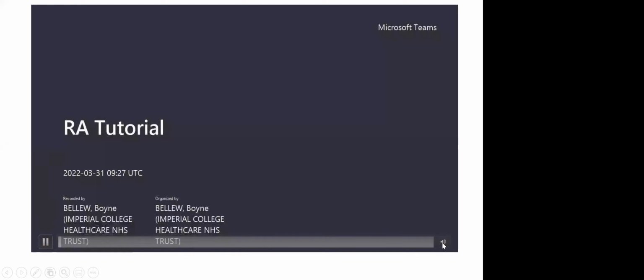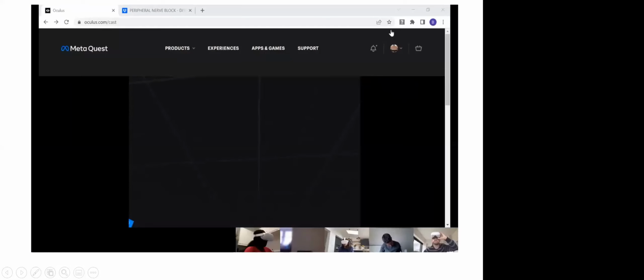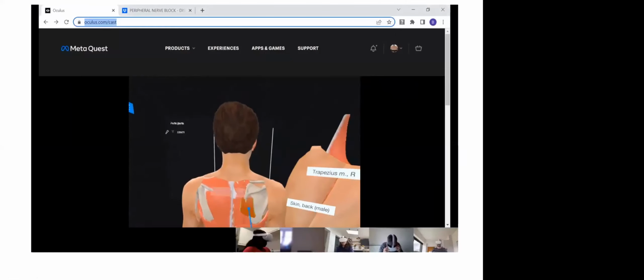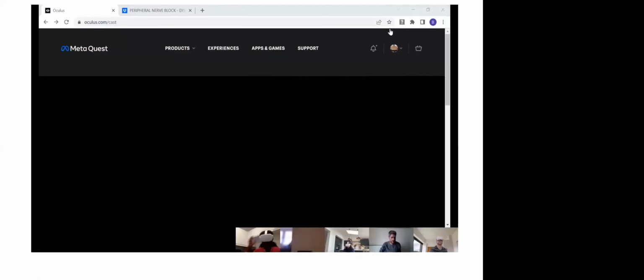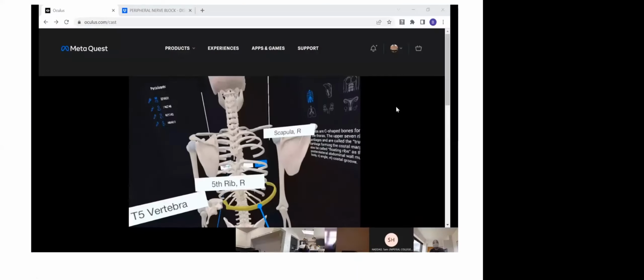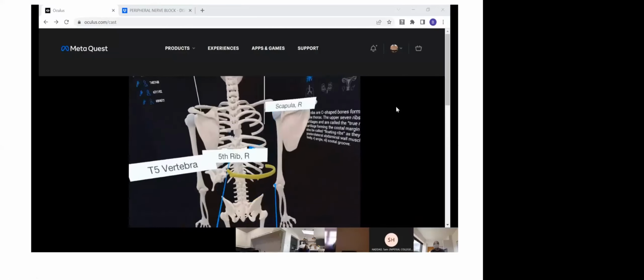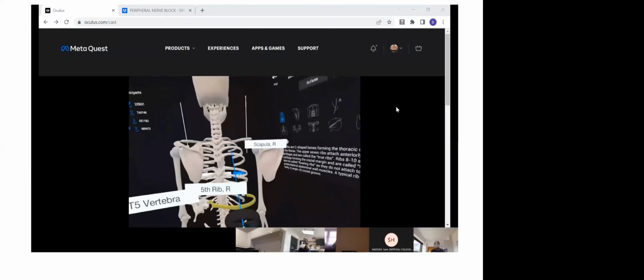I'll just have to turn the volume off here because it can interfere with everything. But yeah, what I did with this specific one was cast it as well, because one of the trainees, silly enough, didn't charge up their headset. So they could still get the teaching, albeit in a bit of a 2D environment, but everyone else is wearing headsets.